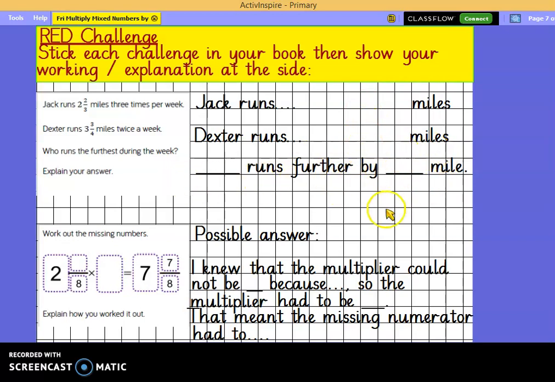and by how much. On this one, you want to look for possible answers and give me one possibility of what could go in those gaps. And then give me explanation. So I've given you some sentence starters to help you to explain. You could pause the video to help you here.